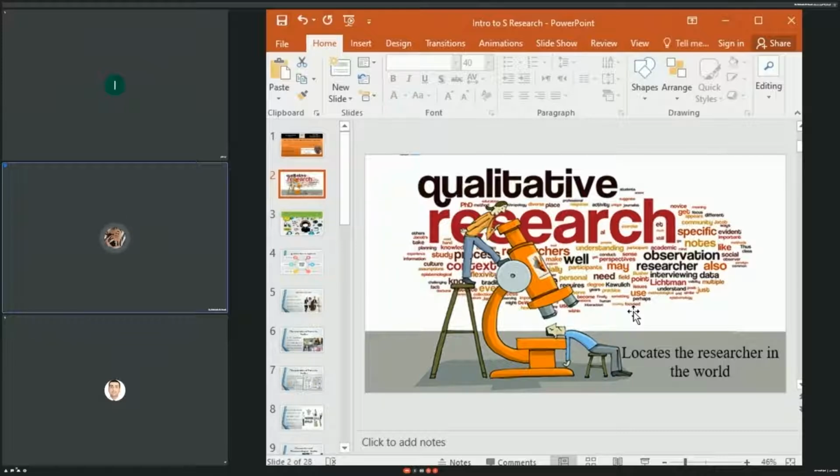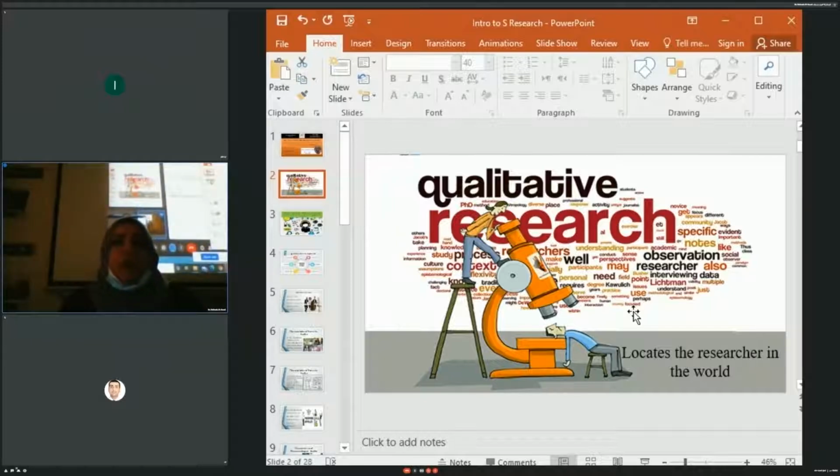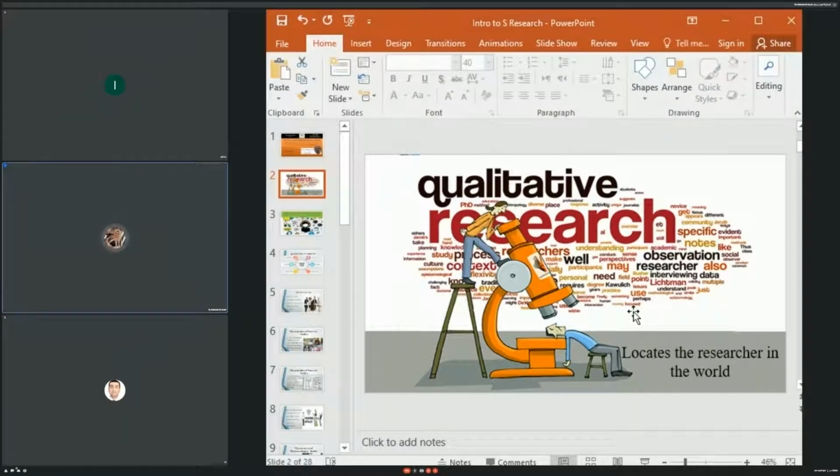We give our points of view every now and then, but the main purpose is that we are investigating the perspectives of the participants. We are not really part of the process of research. In qualitative studies, no, it's different. We are part of that process because we are taking part in it. So the qualitative studies locate the researcher in the world itself.